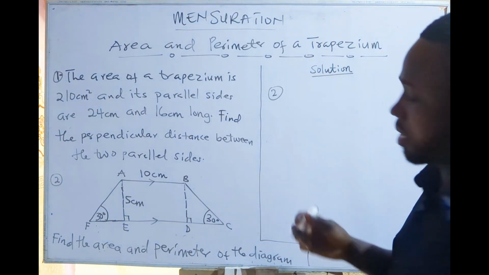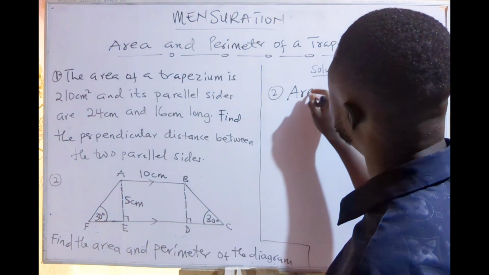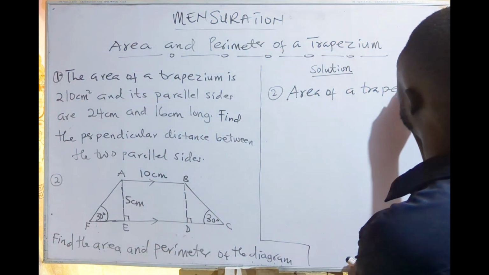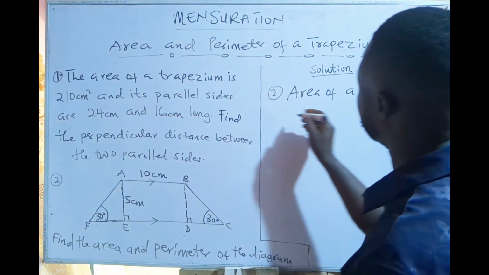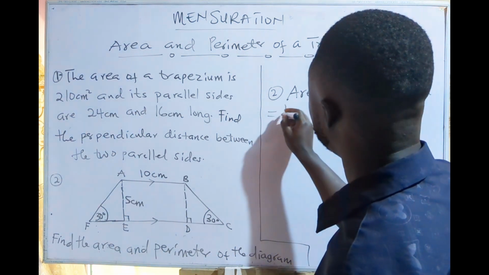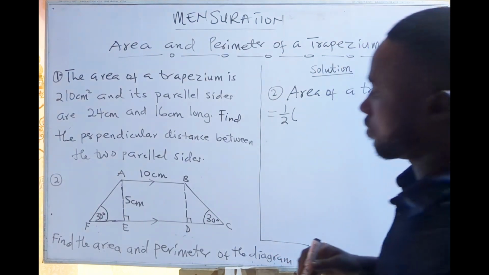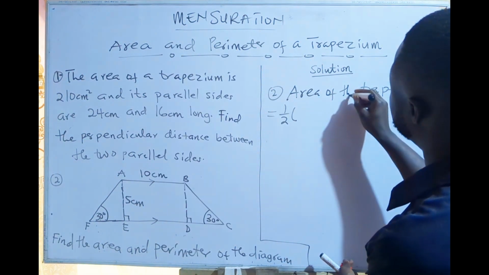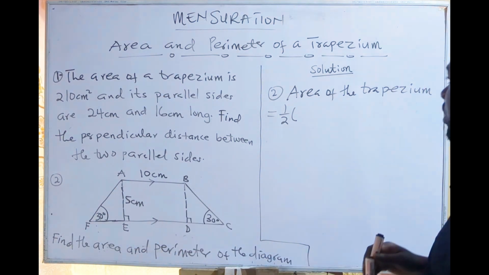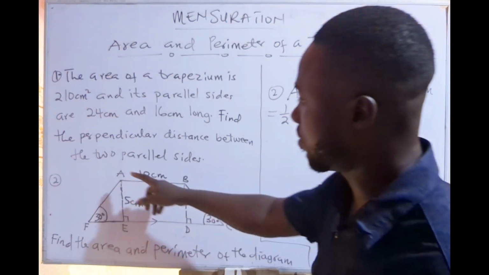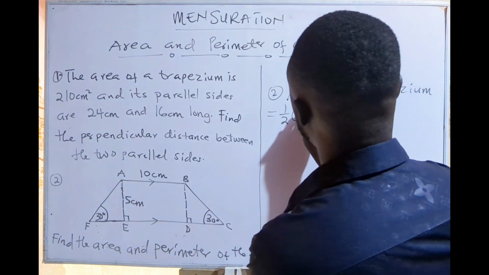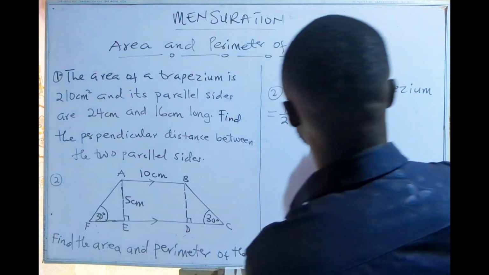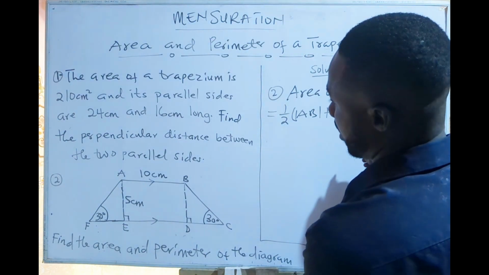Okay, so let me write the area down. So we know that area of a trapezium, or area of the trapezium, is half times sum of the parallel sides. So we are referring to this trapezium. Area of the trapezium is half times sum of the parallel sides. What are the parallel sides? AB plus FC. Then we multiply by the height.